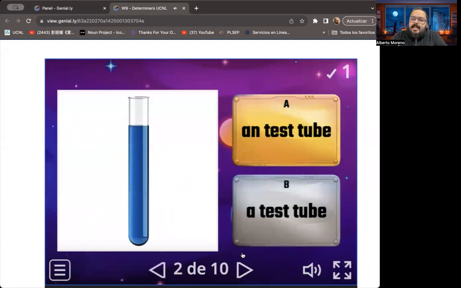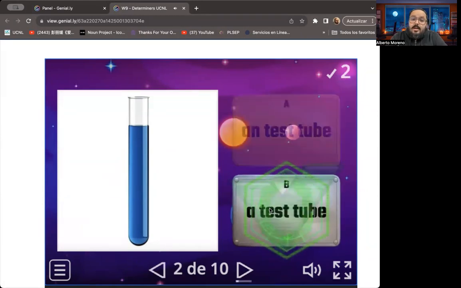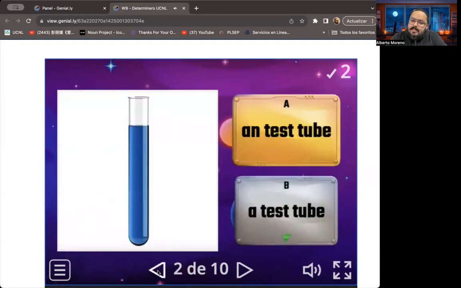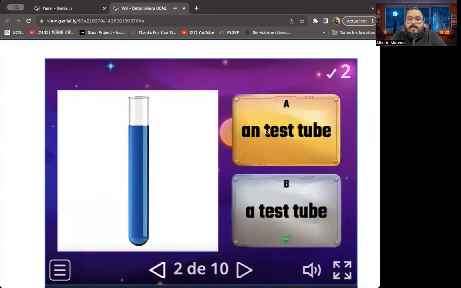Next, an taste tube or a taste tube? A taste tube. No, a taste tube. No puede ser "an" porque "taste" comienza con T. Para que sea "an", debe de comenzar con una vocal.